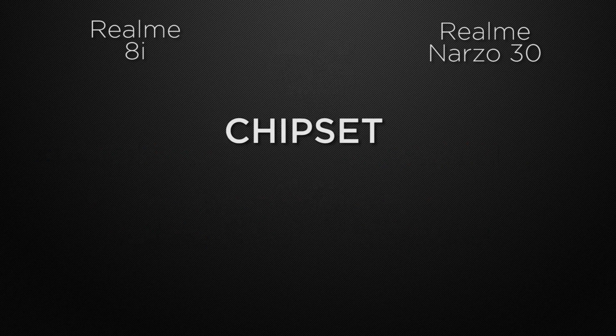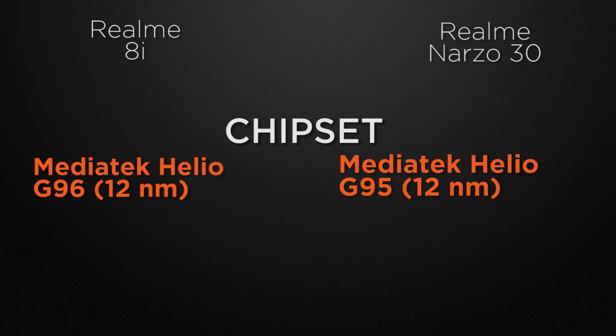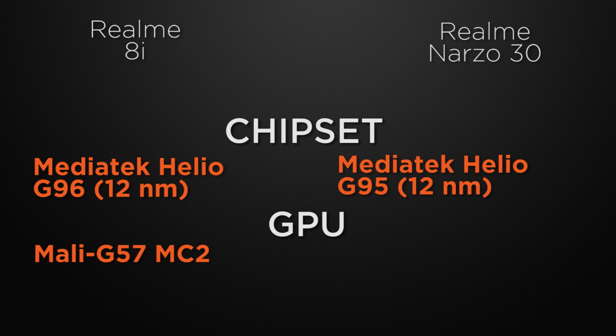Let's talk about the processor of the devices. 8i is powered by MediaTek Helio G96 based on 12 nanometer processor, whereas Narzo 30 is powered by MediaTek Helio G95 based on 12 nanometer processor. So it's a tie here because both of the devices can give you same processing speed. And about the GPU of the devices, 8i is packed with Mali G57 whereas Narzo 30 is packed with Mali G76. So it's a tie because both of the devices can give you same FPS in games.